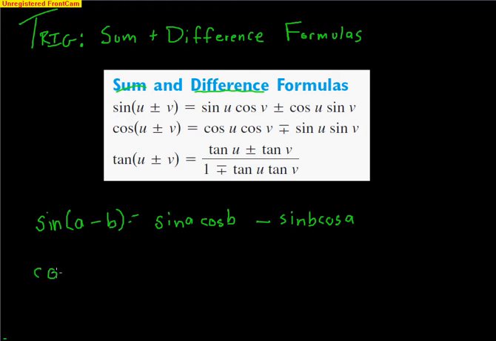If I have cosine of x plus w, that would be cosine of x, cosine of w, slightly different formula. It's a plus sign, so I do end up using a minus sign. That's why cosine is a little bit weird. And then I do sine of x, sine of w.